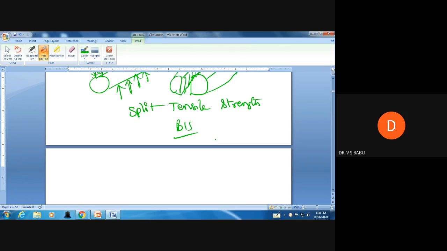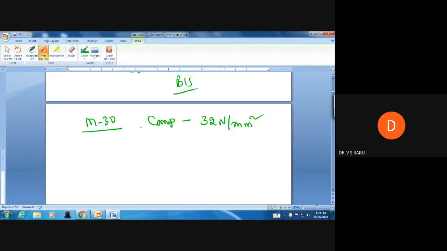For example, on an average, for a cube of M30 grade concrete, what is the compressive strength normally? The compressive strength is 32 Newton per mm square, for example. So if you go to the split tensile strength, approximately 32 divided by 10. That means 3.2 Newton per mm square.